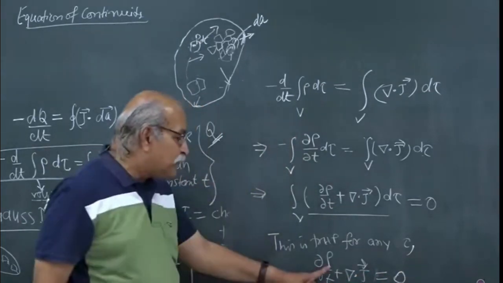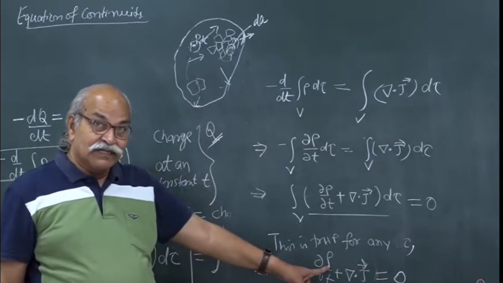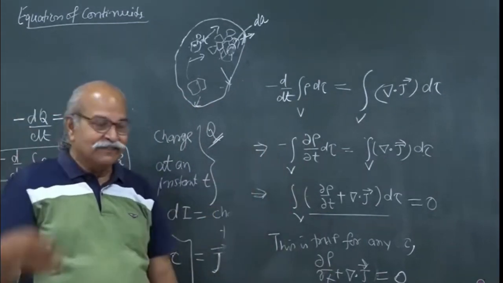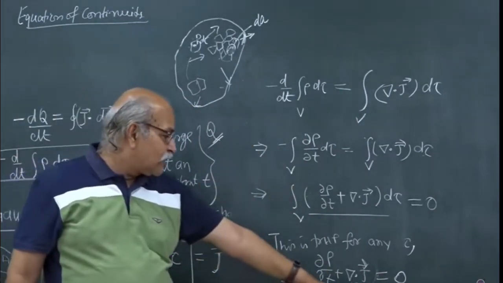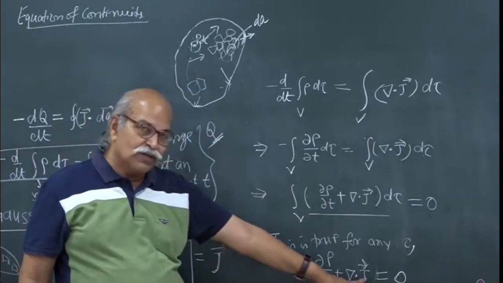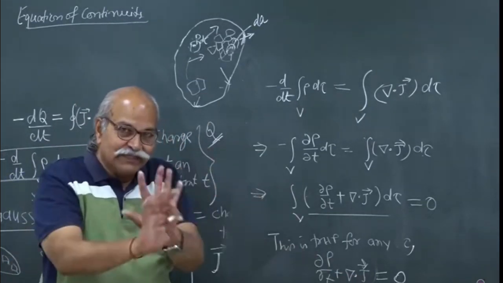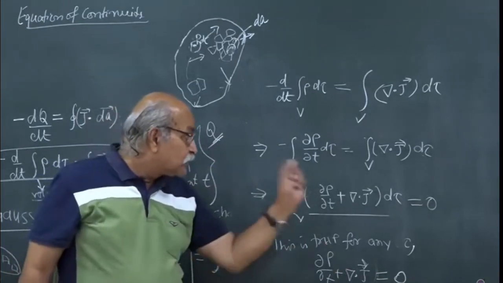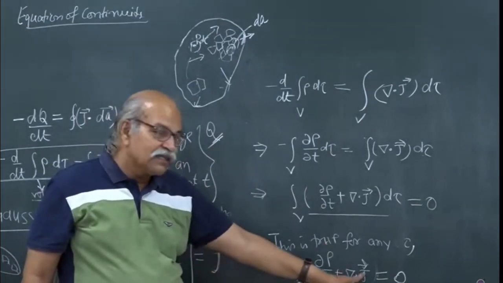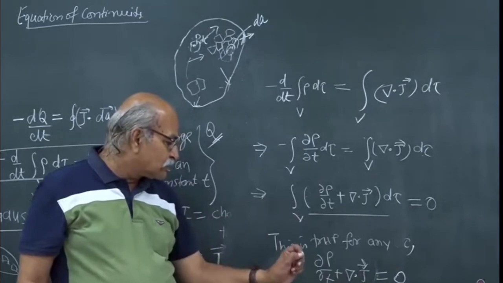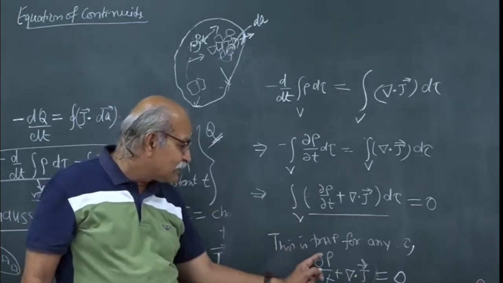Now this is a point by point relation. No more integration, no more volume, no more surface. At a point, how much is the volume current density? Of course, the current density is to be taken in that neighborhood. At that particular point, how much is the divergence of j, and at that particular point, what is del rho dt?